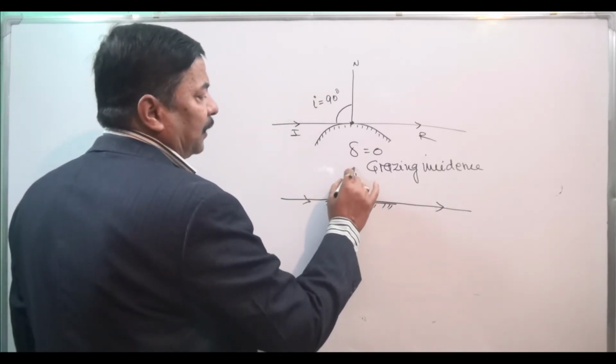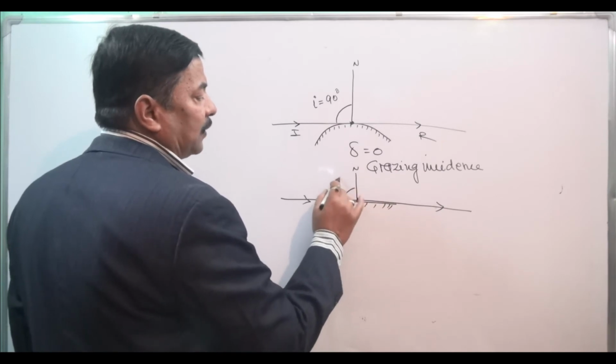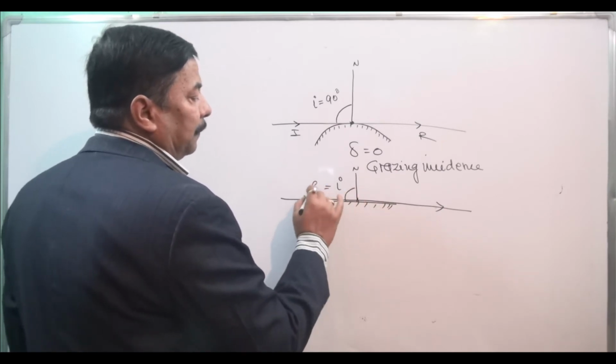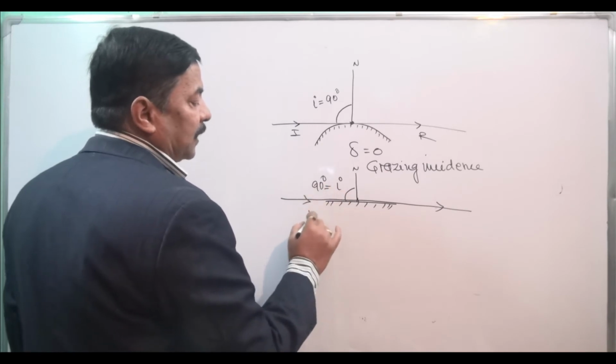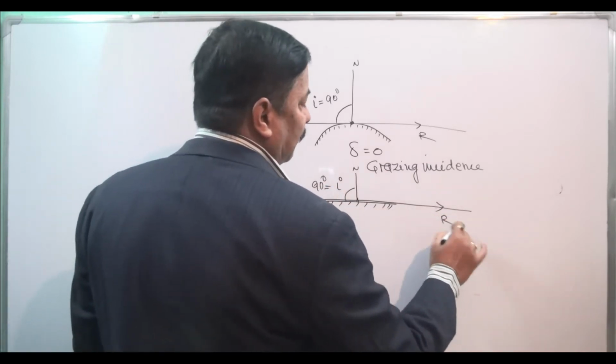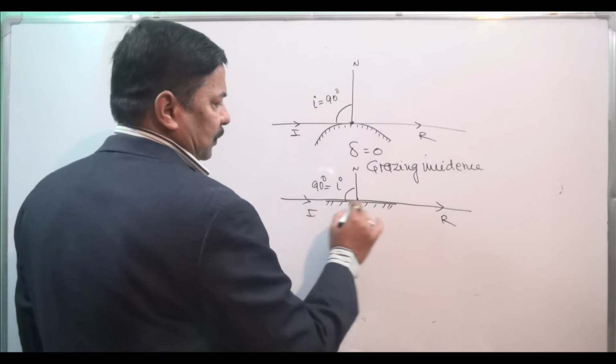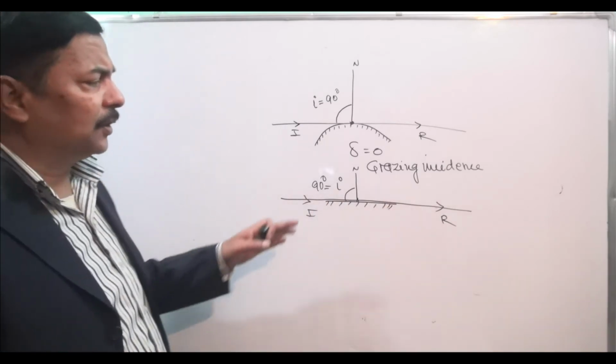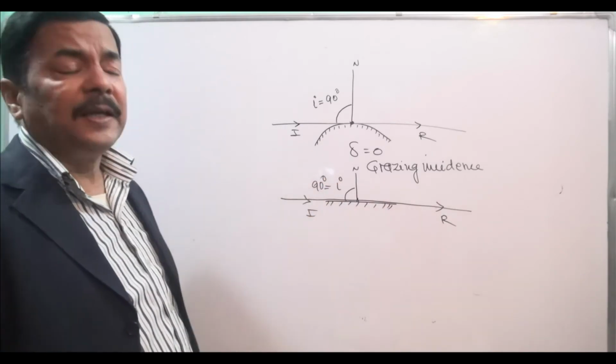And here, if you take the normal, this I equals 90 degrees. This is the incident ray, and this is your reflected ray. And this tells about the reflecting surface. So this tells you the grazing incidence.